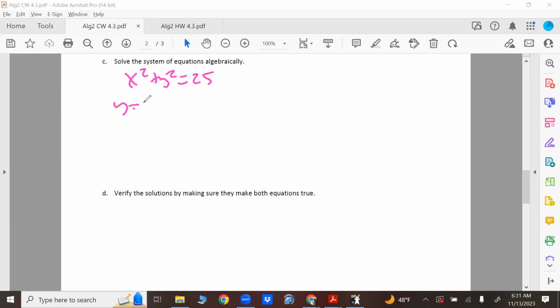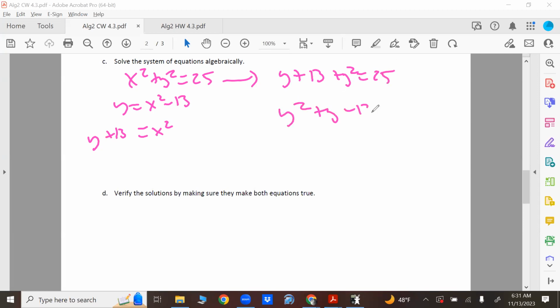And about y equals x squared minus 13. So guess what? I'm going to do some substitution. Actually, I'll substitute for x squared. It'll be easier, because then I can replace x squared straight up. Y plus 13 plus y squared equals 25. Move everything to one side here. Y plus 4, y minus 3. Y equals -4 or 3. There we go.